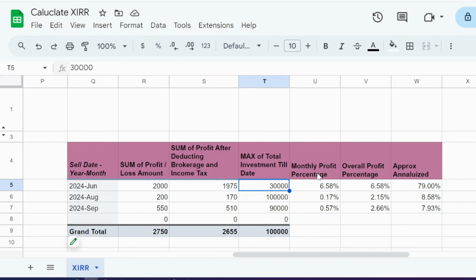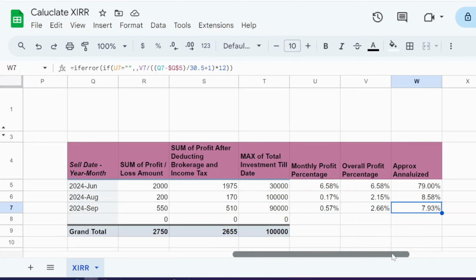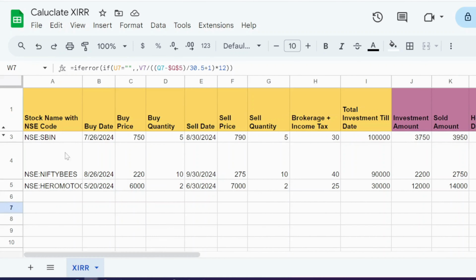That is 30,000. What is the monthly profit percentage? I got 6.58%. And what is the overall approx annualized? 79%, because at that time only, from the 30,000 I had got 1,975, and that's why this has calculated that okay, in a year you might get more profit. So the approx annualized at that time was 79%. But after calculating till September, I am getting the approx annualized at 7.93%. And this is how the sheet works.